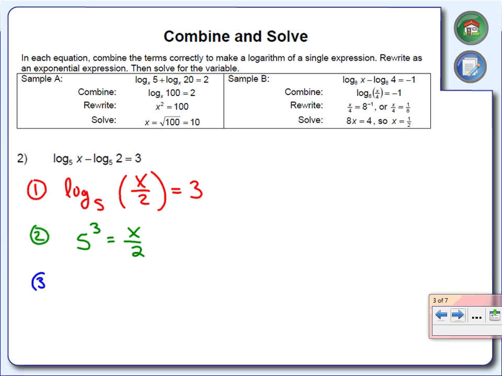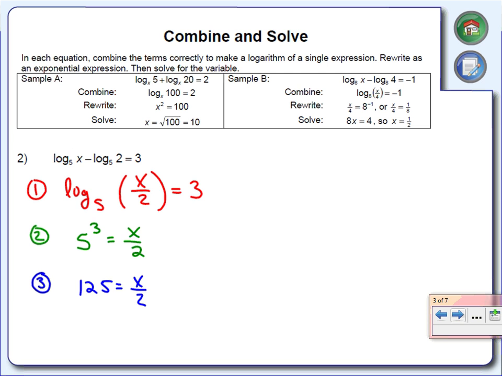Now we're ready to start solving. That's our third step. But before I solve it, let me go ahead and find out what 5 to the third power is. If you need your calculator, go ahead and use it. What is 5 times 5 times 5? 125. So now I've got 125 is equal to x divided by 2.